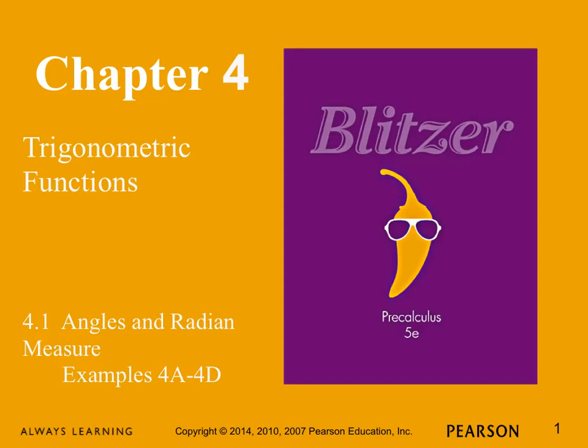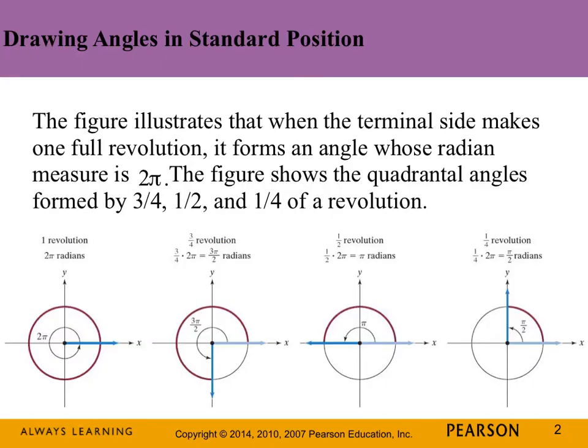Section 4.1, examples 4A through 4D. Now we're going to take a look at drawing angles in standard position. If you take a look at this figure on the far left, it illustrates when the terminal side ends up being one full revolution, it forms an angle whose radian measure is 2 pi.